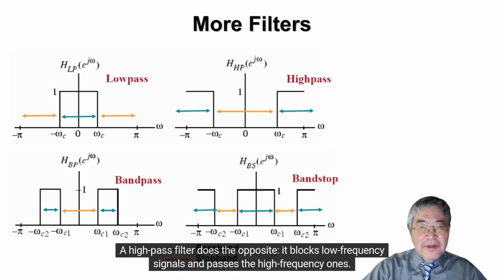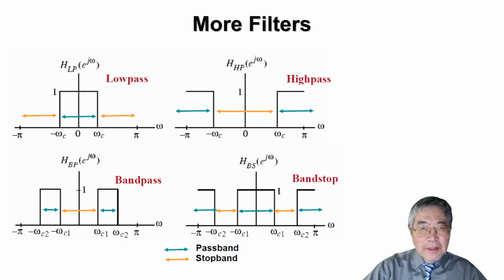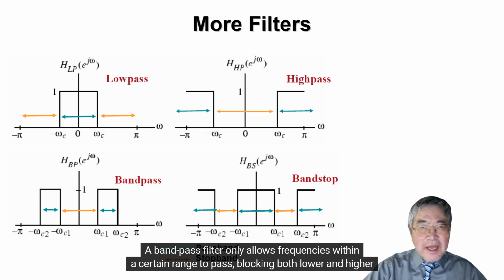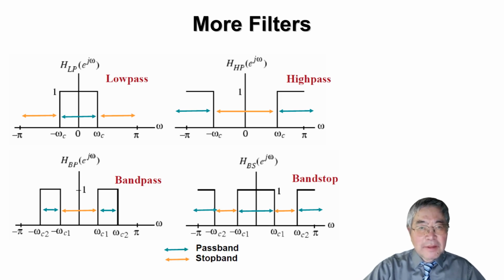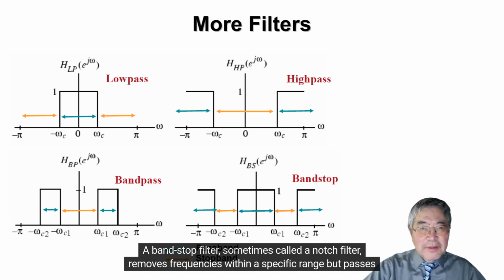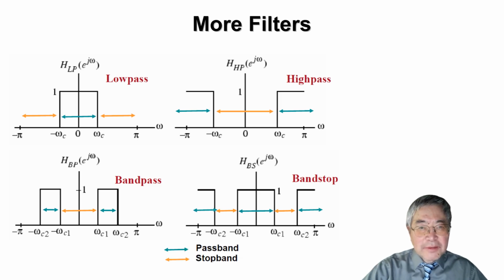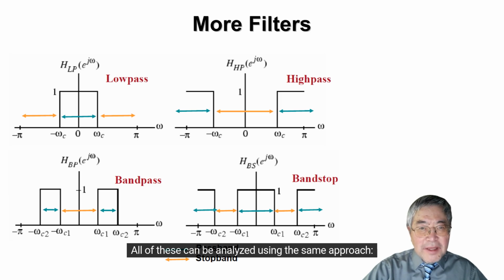A high-pass filter does the opposite. It blocks low-frequency signals and passes the high-frequency ones. A bandpass filter only allows frequencies within a certain range to pass, blocking both lower and higher frequencies. A bandstop filter, sometimes called a notch filter, removes frequencies within a specific range but passes those outside that range. All of these can be analyzed using the same approach.